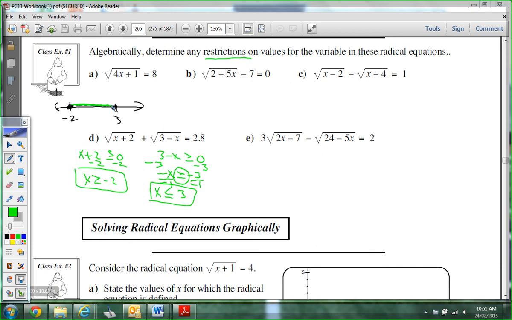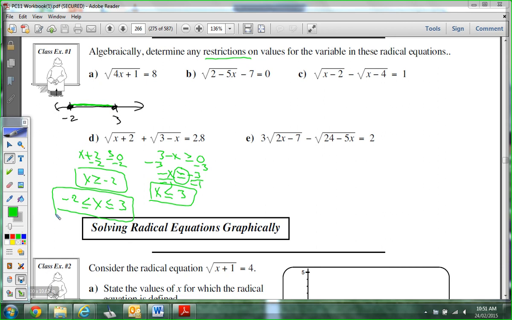So one was like, you had to be bigger than 4 for it to work. This one, we want in between the numbers. So how do you write in between? I like to put my x in the middle, and then I go greater than or equal to negative 2, and then I go less than or equal to 3. That's how you write in between with inequalities. Okay, that's an in-between answer. Questions or concerns with that?